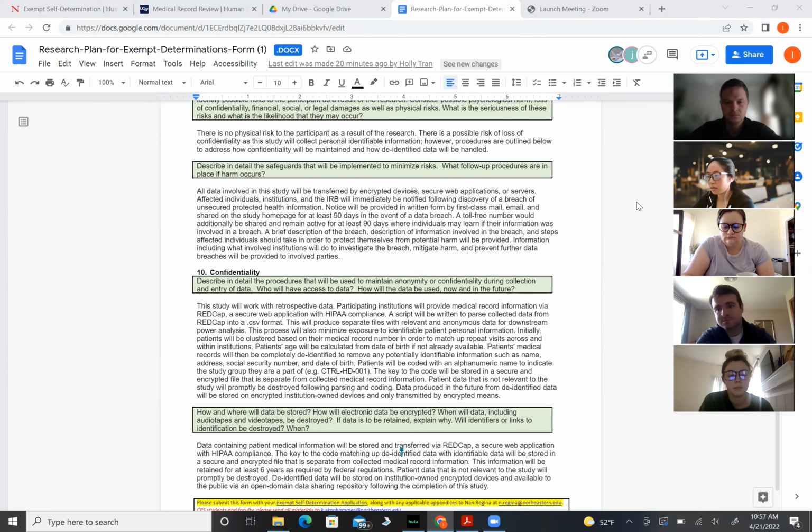And in terms of transferring data, all the data will be stored on institution computers. So anything Northeastern, nothing would be on our personal computers or laptops. The key matching up the data would be stored in a secure encrypted file, and any information that's not relevant to the study will be promptly destroyed. And then afterwards, any information that we have will be available to the public via an open domain data sharing repository following the completion of the study.